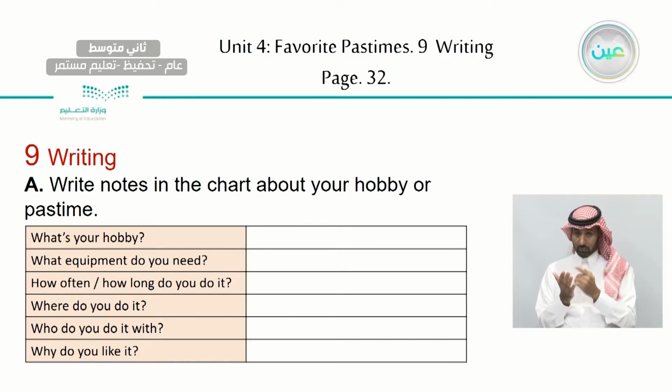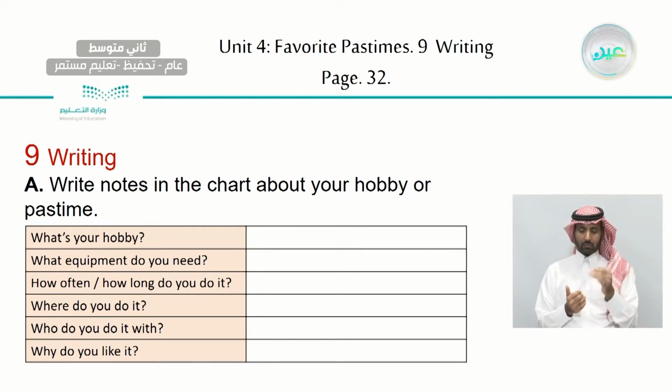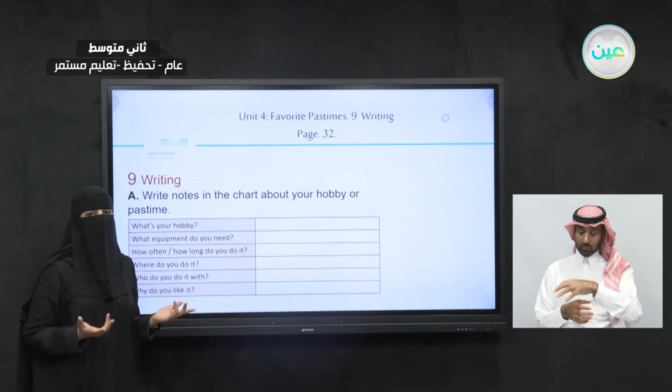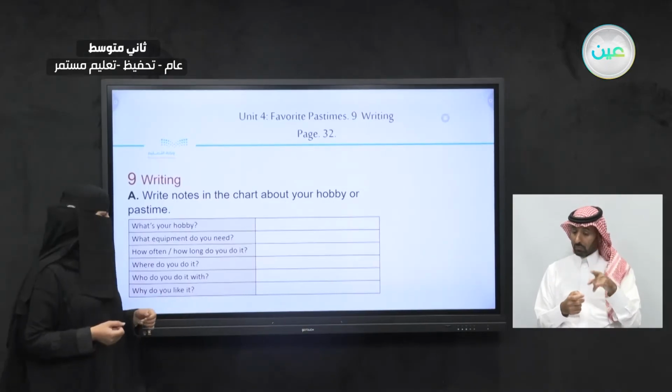Now, let's take a look at this chart. We want to write notes in the chart about your hobby or your pastime activity. So, what are we going to do? Let's take a look at the questions first. Then we are going to try to answer these questions. So, the first question here, what's your hobby? So, what is the name of your hobby? The next question, what equipment do you need? What equipment do you need to practice your hobby?